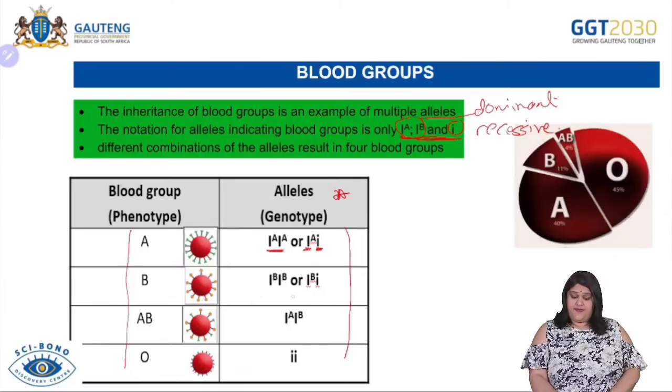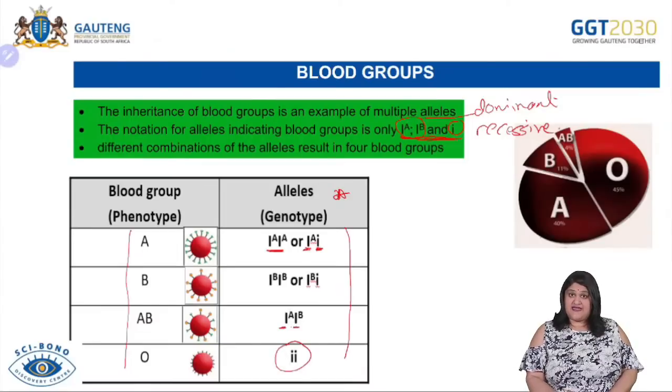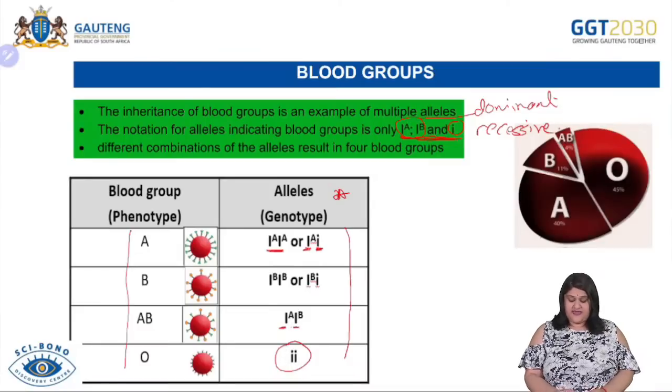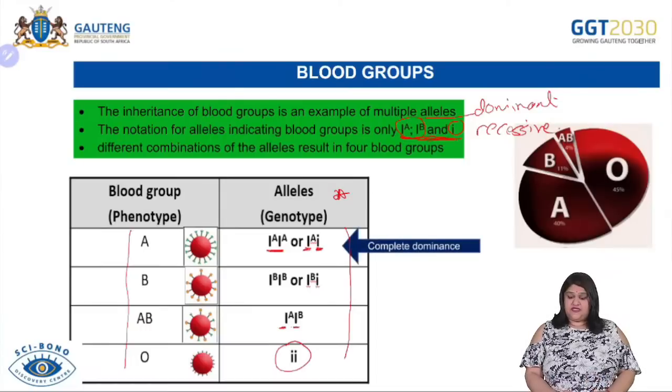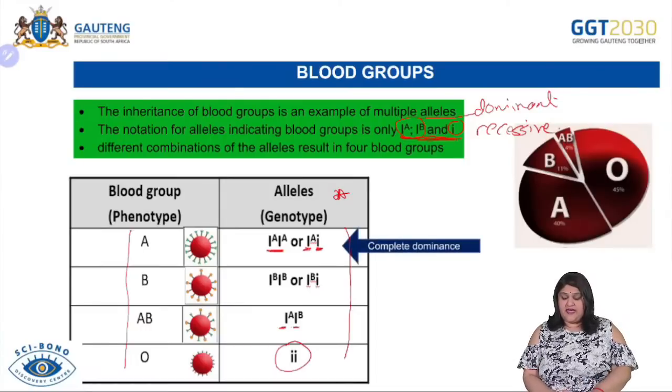Then we have blood type B, which is a similar thing to blood type A. We have AB. Here in AB, what's important to notice is that they are different, okay? But they are both the dominant ones. And then lastly, we have homozygous recessive, where we have two recessive alleles, and that is your blood type O, okay?